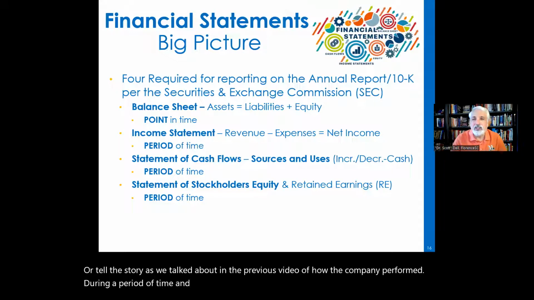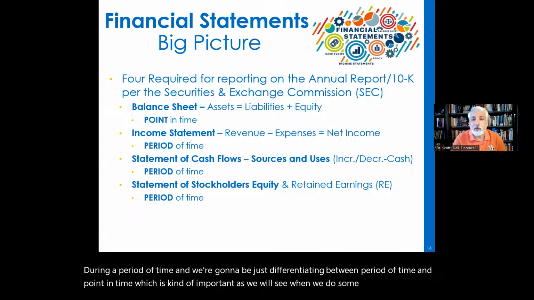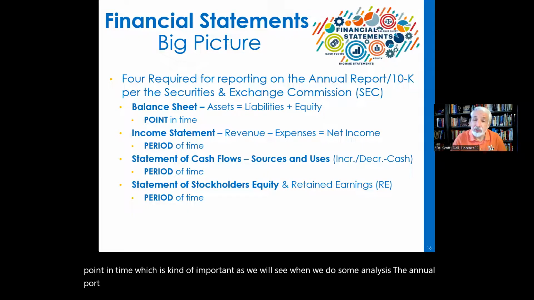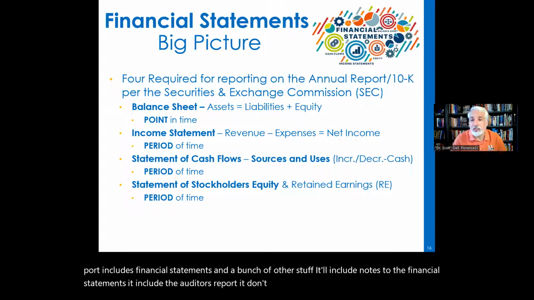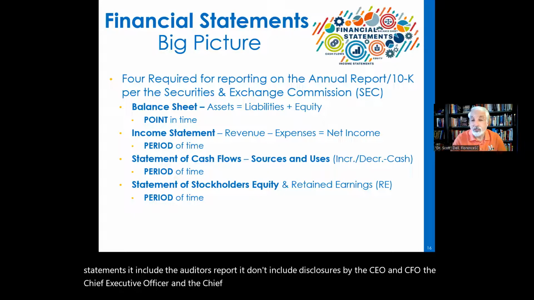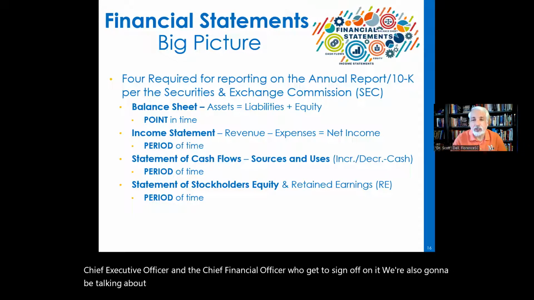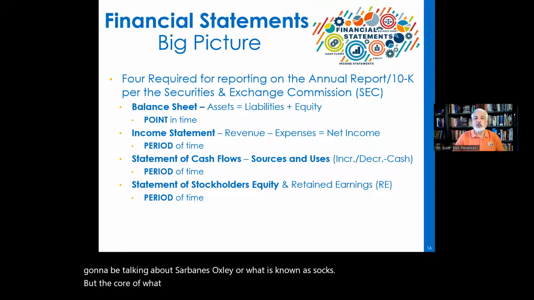We're also going to differentiate between period of time and point in time, which is important, as we will see when we do some analysis. The annual report includes the financial statements and a bunch of other stuff. It'll include notes to the financial statements, the auditor's report, and disclosures by the CEO and CFO, the chief executive officer and the chief financial officer, who get to sign off on it. We're also going to be talking about Sarbanes-Oxley, or what is known as SOX. But the core of what we're looking at are these four statements.